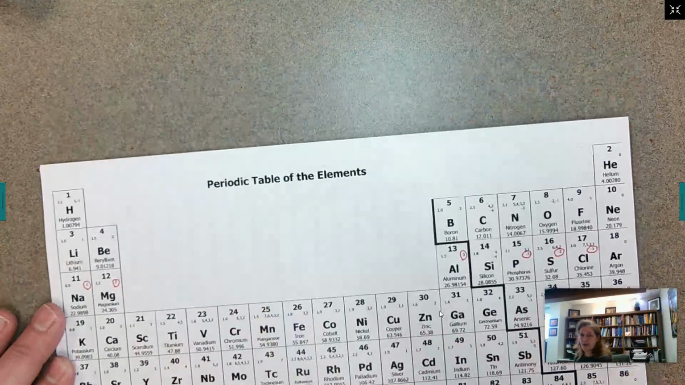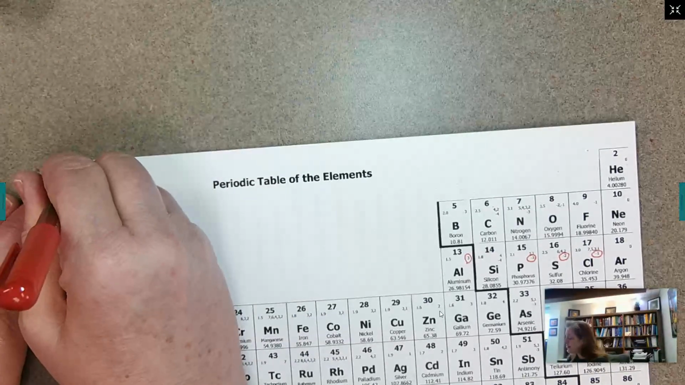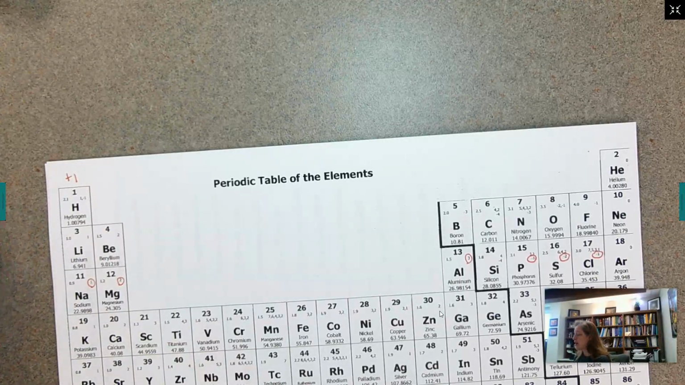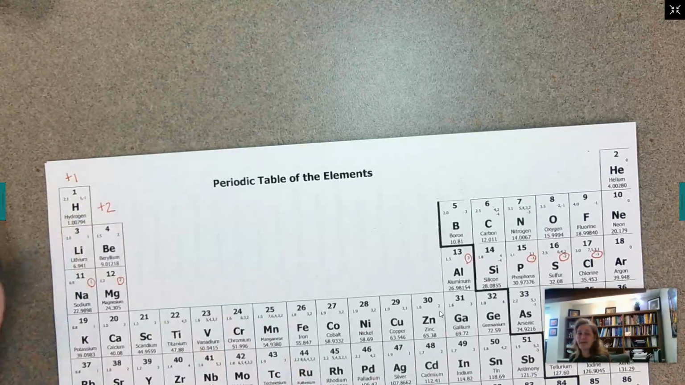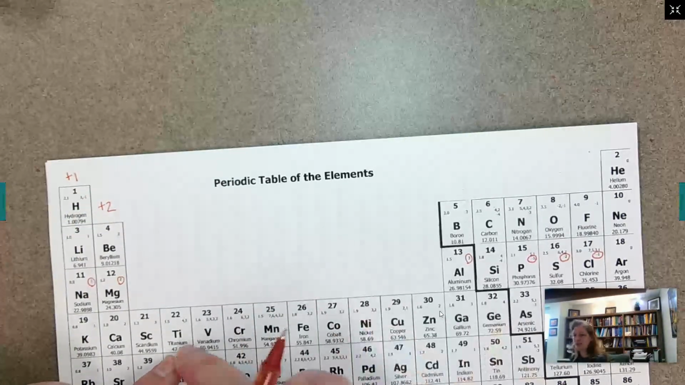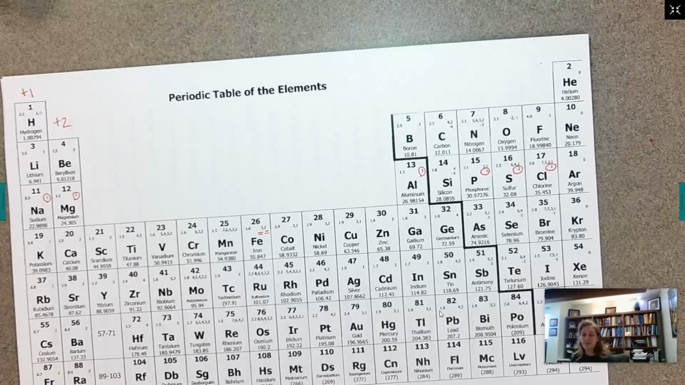I'm going to go ahead and write the trend across the top. Here's the trend for oxidation number or charge. Everything in the first column is going to have a +1 charge. Remember, these are metals. They're going to have positive charges. Everything in the second column is going to have a +2 charge. I'm not worried about my transition metals because, again, iron could have a +3 or it could have a +2. So I can't say they're all going to do this.